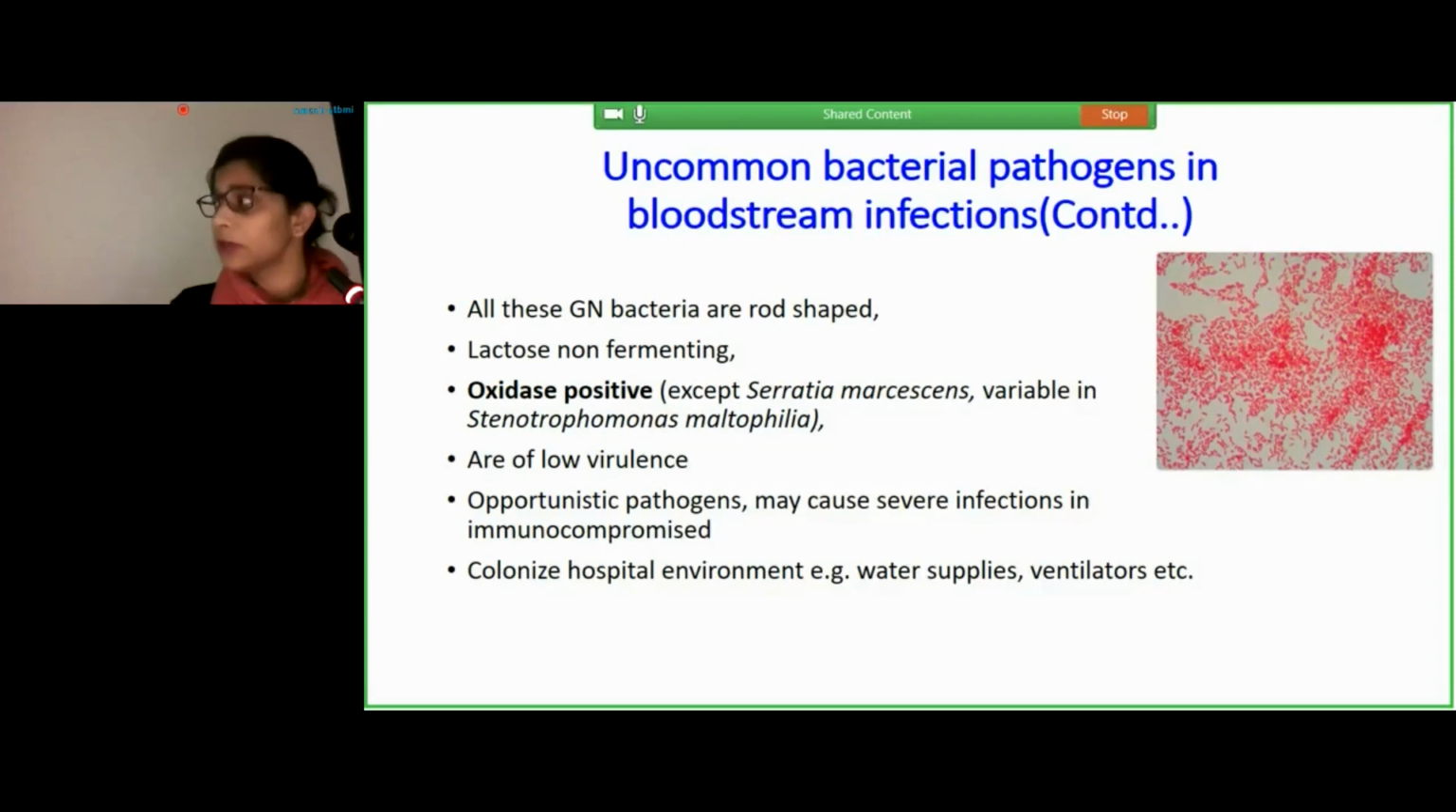All these pathogens are of low virulence also, but they can be opportunistic pathogens and may cause severe infections in immunocompromised patients. All these bacteria are also colonizers of the hospital environment. For example, they can colonize water supplies, ventilators, and even disinfectants, like chlorhexidine solution.